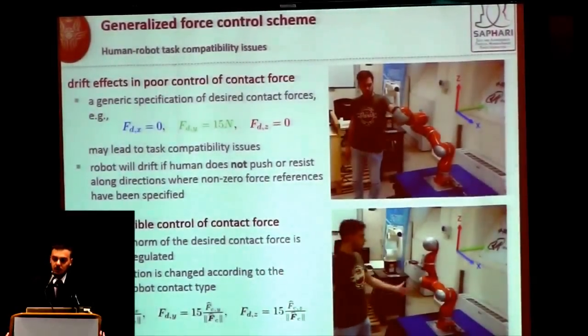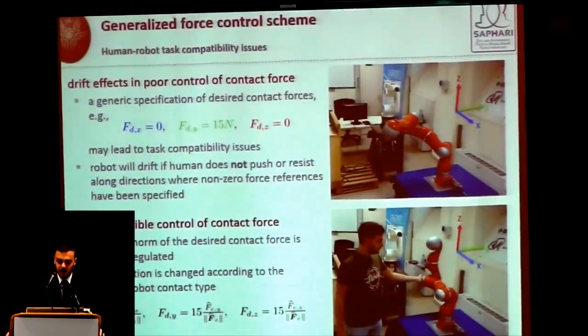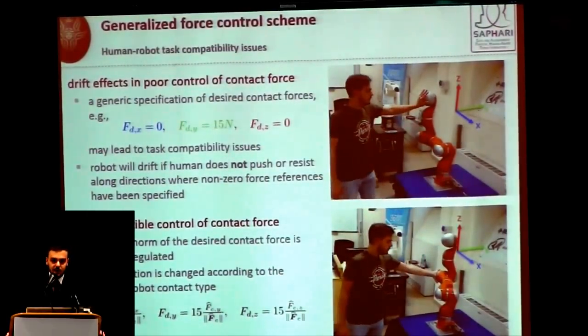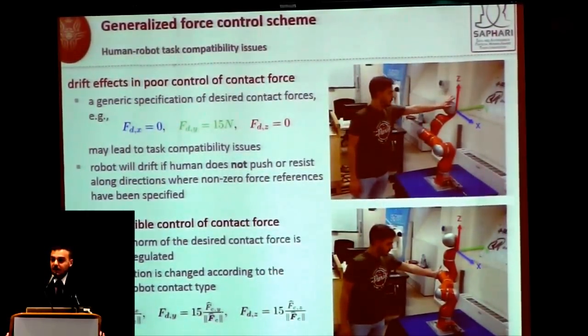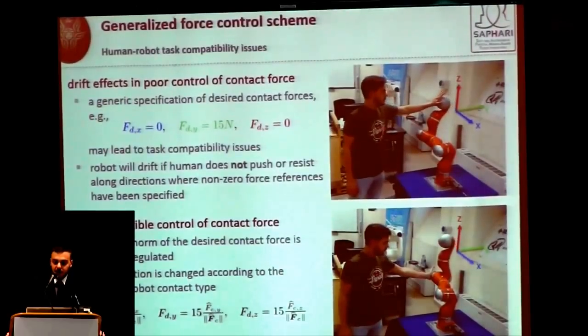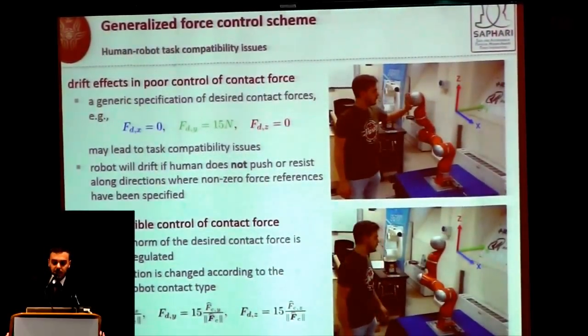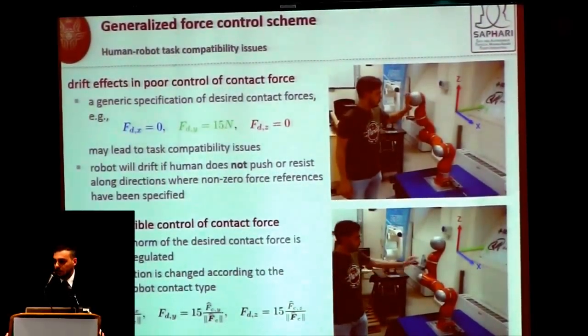So in order to have a task-compatible control, only the norm of the desired contact force is directly regulated, while the direction changes according to the human-robot contact geometry.